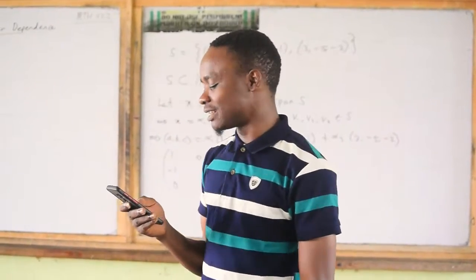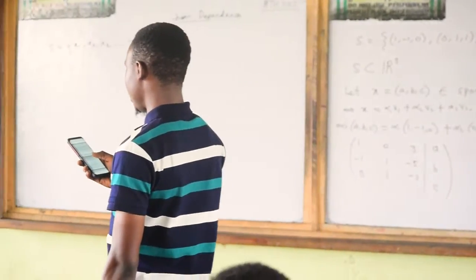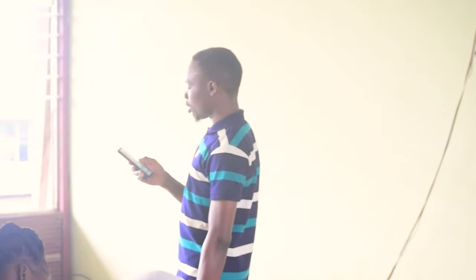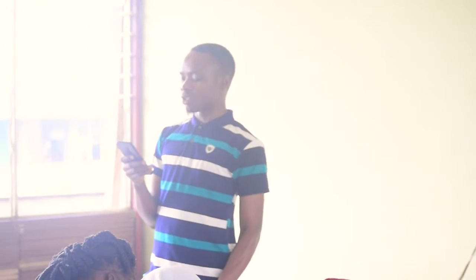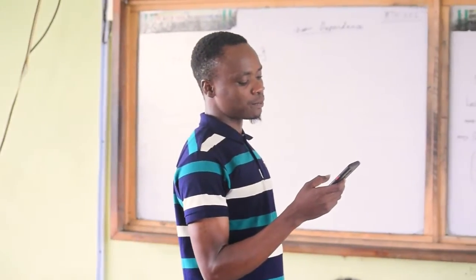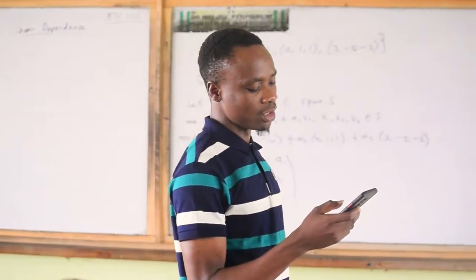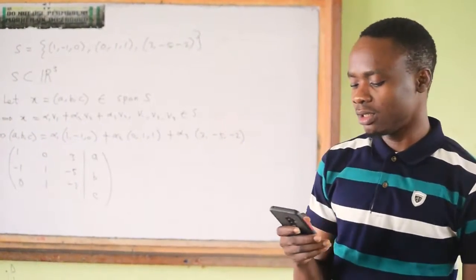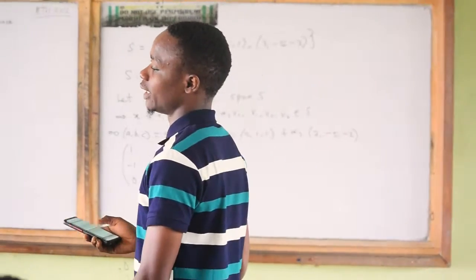When S is a finite set of vectors, we shall call W the subspace spanned by the vectors x1, x2, x3, and so on up to xn.